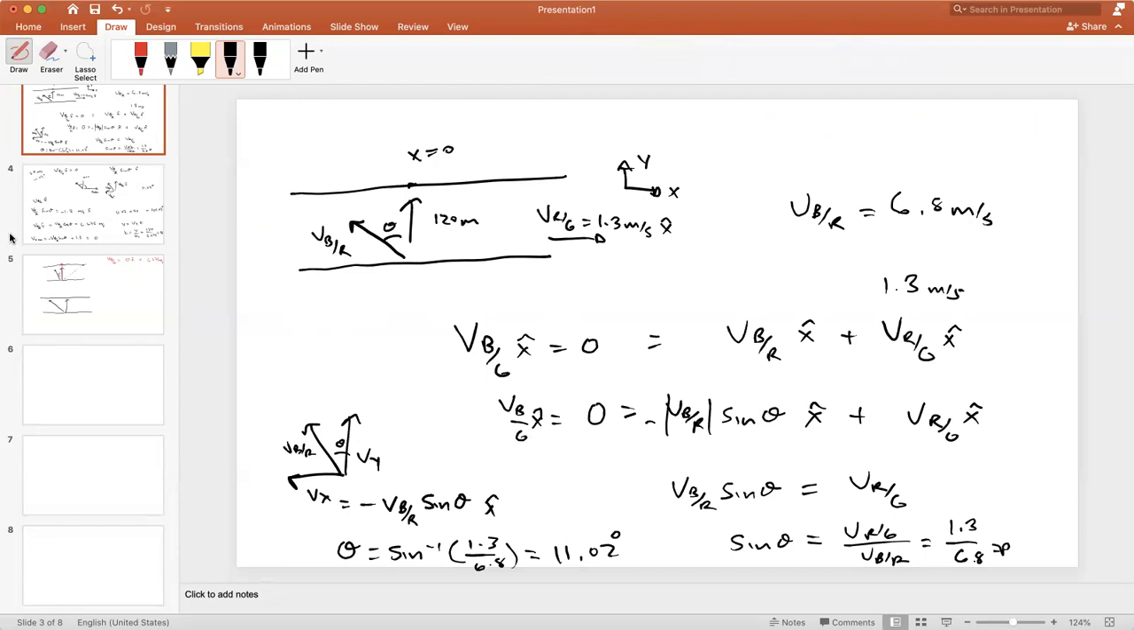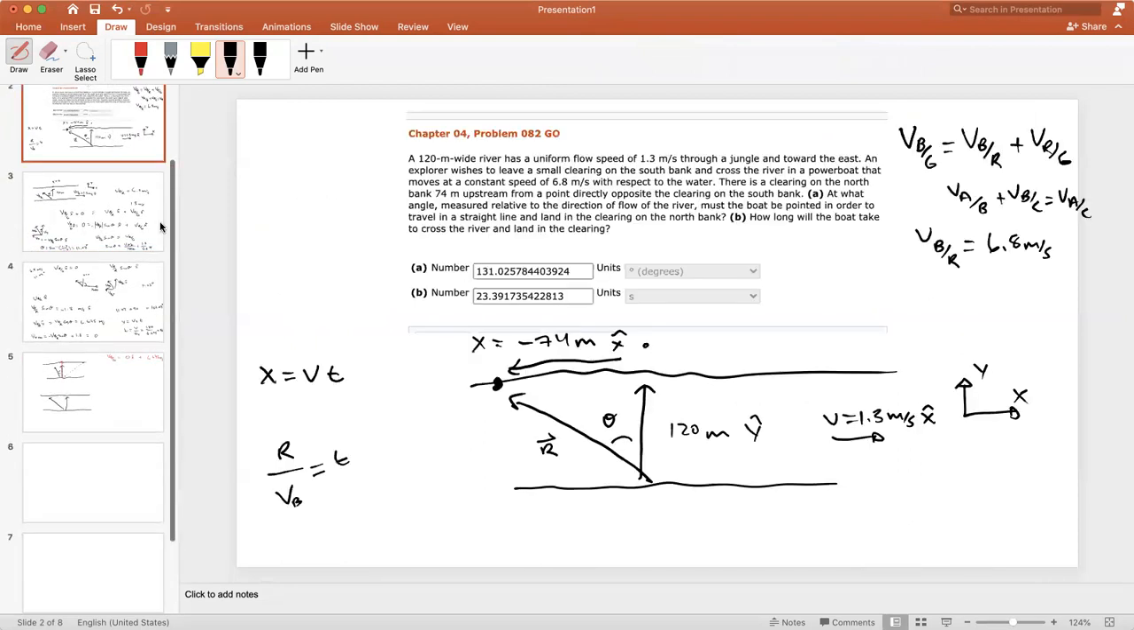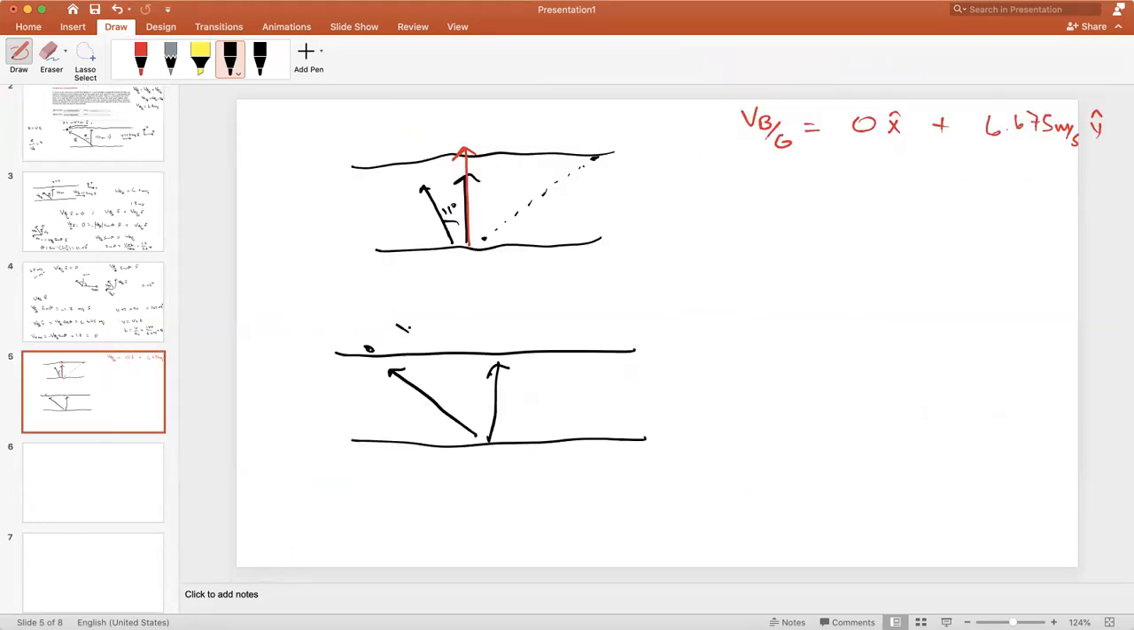So if we want to hit a point that's 74 meters upstream, so x is minus 74, we're going to have to also add some angle so that we're actually aiming for a point even further upstream, so that we account for how much the river's pushing us downstream, right? So we can't just take the angle straight to there. That's the actual angle that we would see, but that's not the angle we're pointed at, because we're going to have to add some angle to account for the river's motion as well.